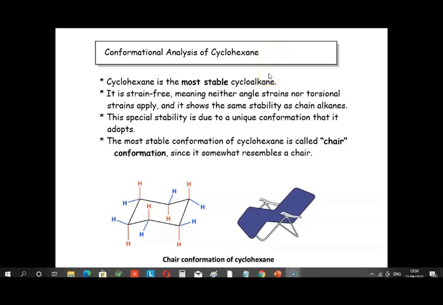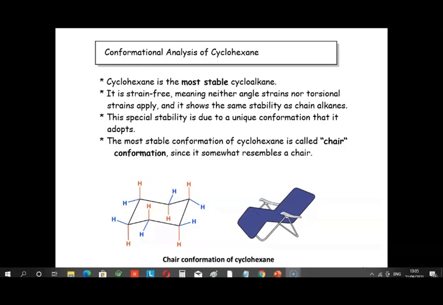This cyclohexane is considered the most stable cycloalkane. It is strain-free, meaning neither angle strain nor torsional strain applies, and it shows the same stability just like chain alkanes. This spatial stability is because of a unique conformation which this cycloalkane, that is cyclohexane, adopts. What is that unique conformation? It is the chair conformation of cyclohexane.